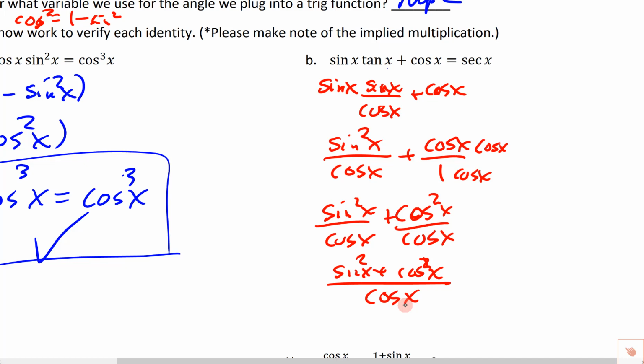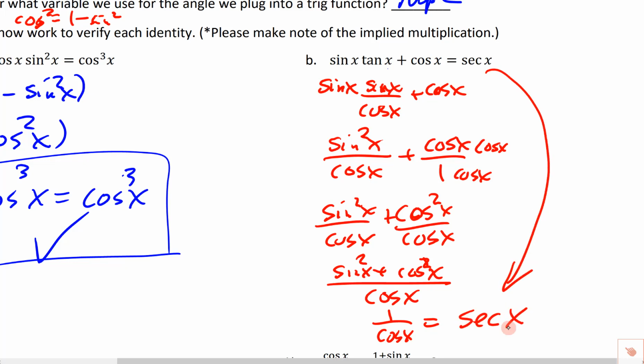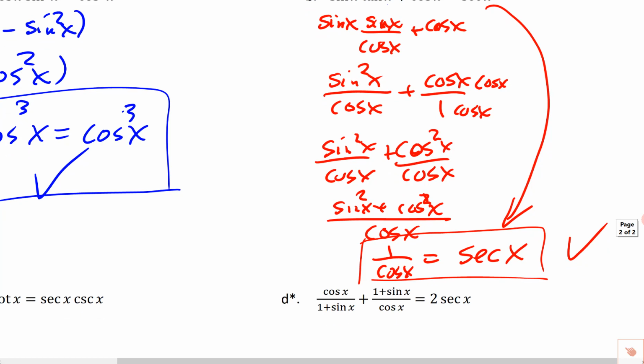Hold on. Remember what I said. If you ever see a trig function squared, you are probably going to use a Pythagorean identity. What's sine squared plus cosine squared? 1. So what's the top? 1. What's the bottom? Cosine of x. Isn't that exactly the same thing as secant of x? I guess so. Did we verify it? Yes, we did. Those two sides are equal. How am I supposed to figure that out myself? You're supposed to practice. Okay, any questions there?